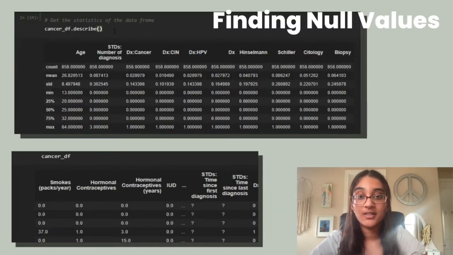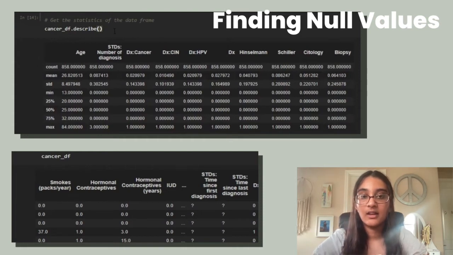We can also get some statistical information about our data frame by running cancerdf.describe in the top left. And so in this image, for example, we can see that the mean age of the patients is about 26.8 years old. But if we look at the data frame without describing it by just running cancerdf, we can see that there are question marks under two columns, under the STD's time since first diagnosis column and the STD's time since last diagnosis column. And these question marks are placeholders for missing data or null data, and therefore we need to replace the question marks with NaN, which means not a number, in order to symbolize that these are null values.